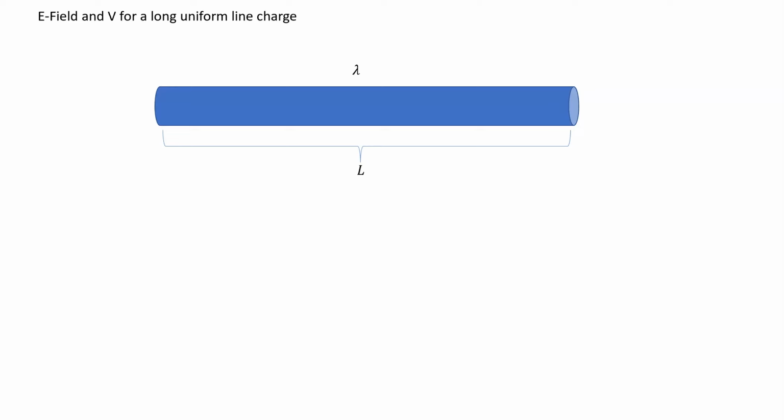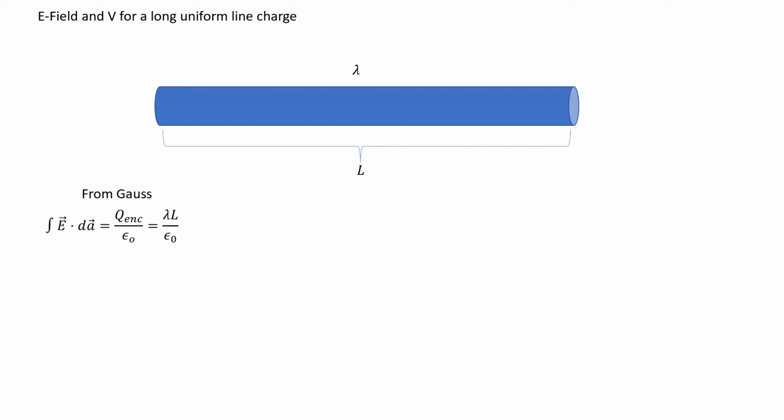Okay, so here we're going to find the electric field and the electric potential due to a long uniform line charge. And we're going to do it two different ways. First, we're going to use Gauss's law to find the electric field and then integrate in order to get the electric potential. And then the other way, we'll just find the electric potential directly by adding up the contributions from all the little pieces of charge.